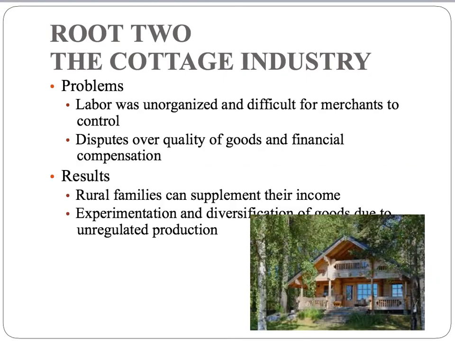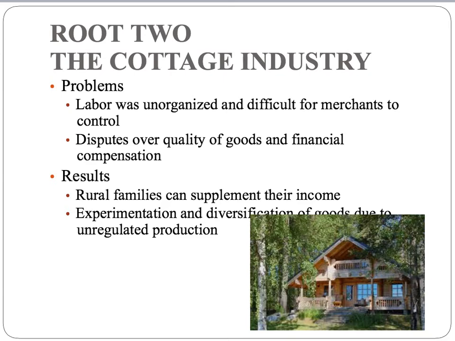Okay, we talked about the problems, right? Is that labor's unorganized. So if I am having scarves made, I'm going to go to somebody's house and they're going to make me a scarf, but then someone else has my supplies as well, and I've got to go all the way across the farm and see them, and it's really hard to organize your labor.